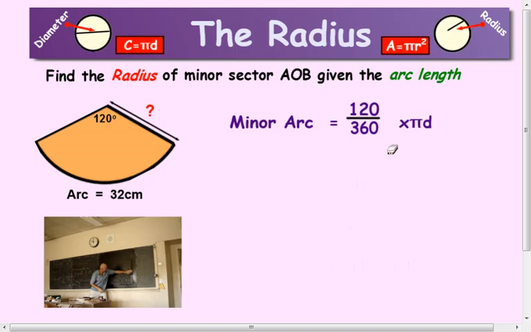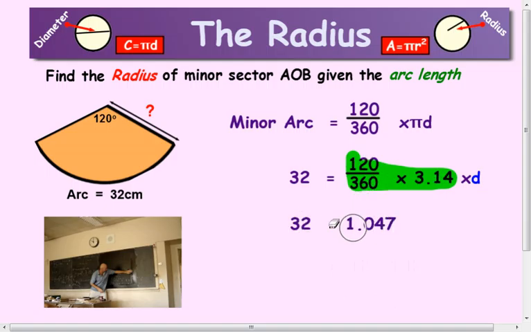So if you fill in your minor arc is 32, and then fill your other information in as well. We know what pi is, and we really just are trying to work out the diameter here. Now the good thing about this is you can do all that in your calculator and get a number. If you type in 120 divided by 360 times 3.14, then that comes out to be this number here, 1.047. So essentially 32 is equal to 1.047 times the diameter.